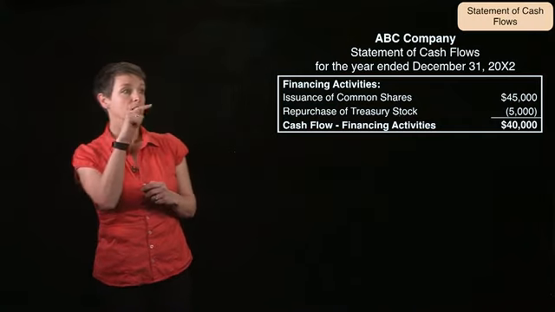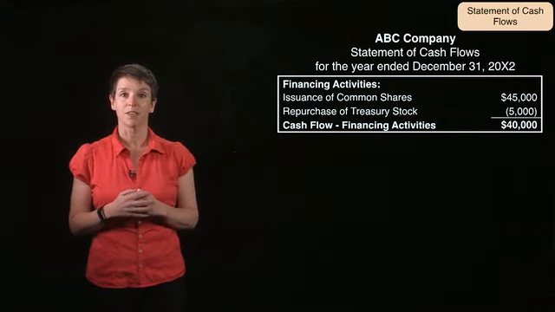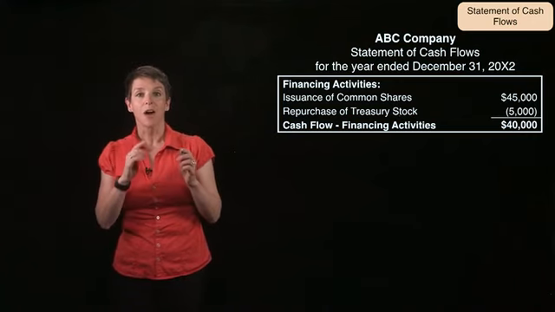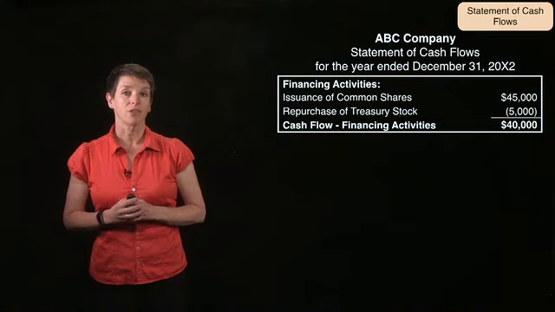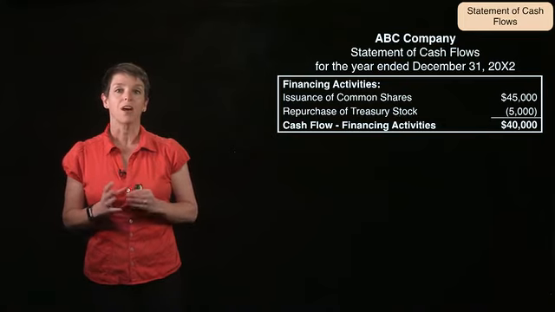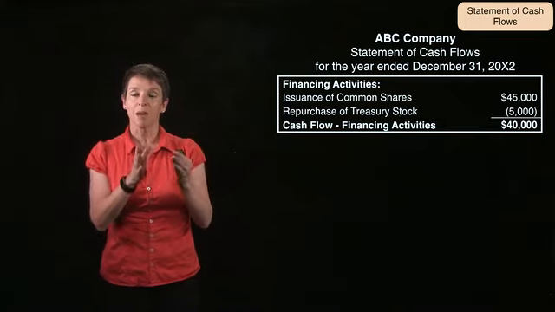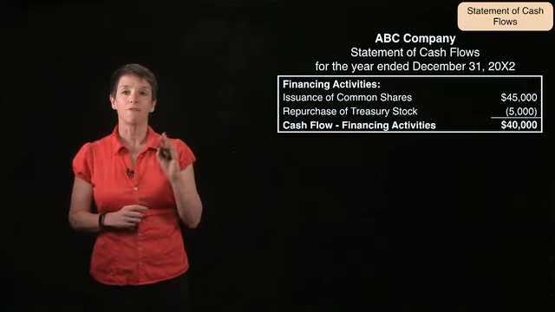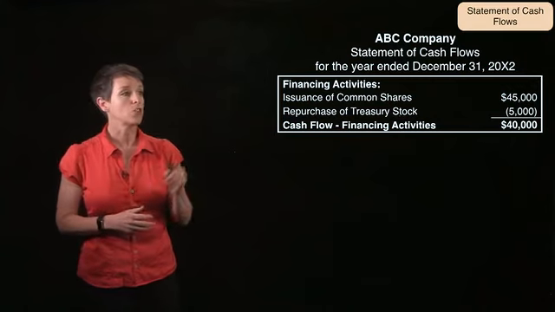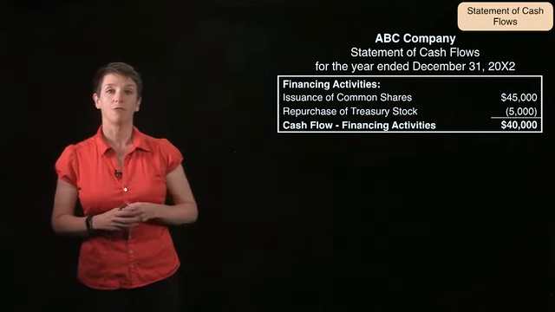If you look at the statement that's in front of you, you'll see that there was a line item for the issuance of common shares during the period. You'll see that that amount shows up in three places. You have the increase to the par value of $10,000. You have an increase to the additional paid-in capital of $35,000. And the two numbers together in the far right column equal the total amount of cash received of $45,000.